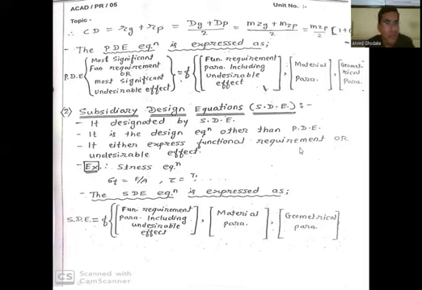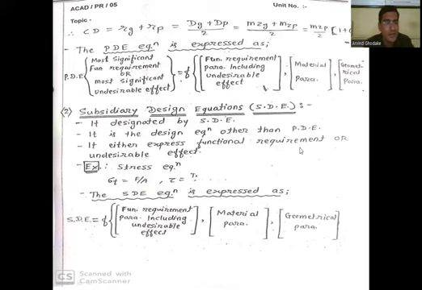So the primary design equation is expressed as PDE, the most significant functional requirement or most significant undesirable effect, equal to a function of functional requirement including undesirable effect, material parameter and geometrical parameter. This is the representation of the primary design equation in Johnson's method of optimum design.